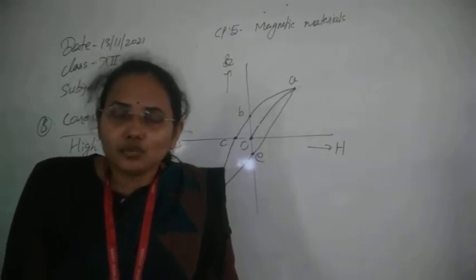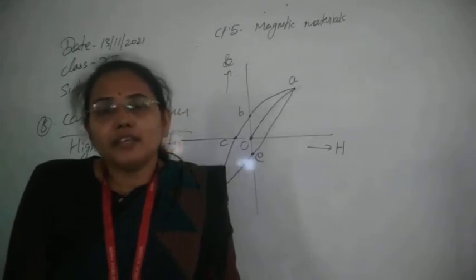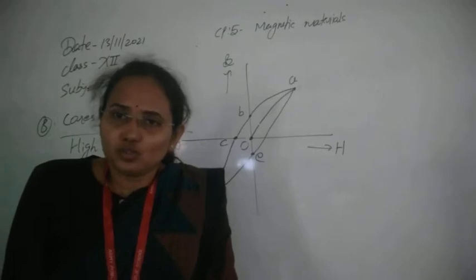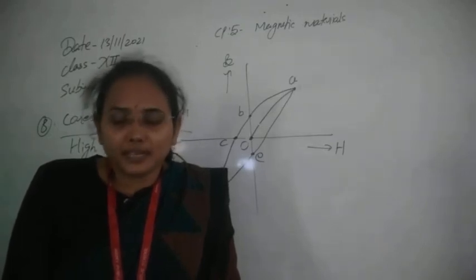So that's why they should have low retentivity and low coercivity behavior. Again, the soft irons are very helpful to construct the cores of transformers and solenoids also. So these are now the magnetic materials.